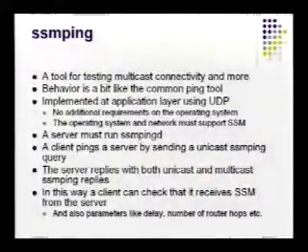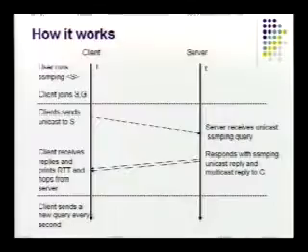As you might guess, ssmping is a tool to test SSM connectivity. So it's something similar to normal ping to check that you can receive multicast. This is done using UDP, so there's no special support needed in any operating systems or in the network. It's just one server listening to a UDP port and a client sending packets to the port and so on.